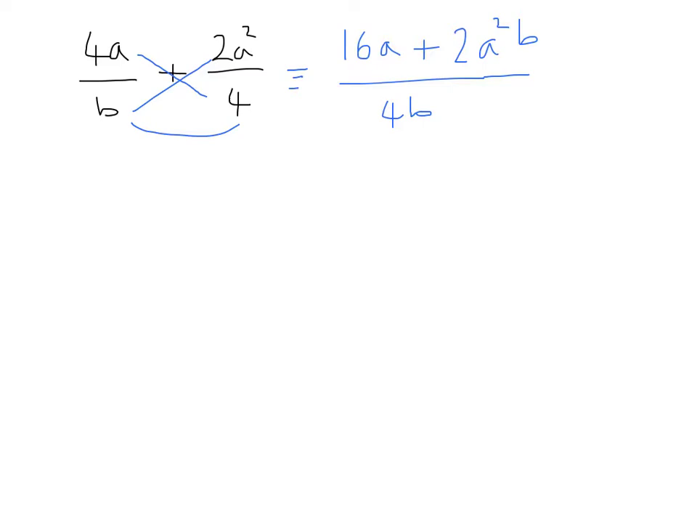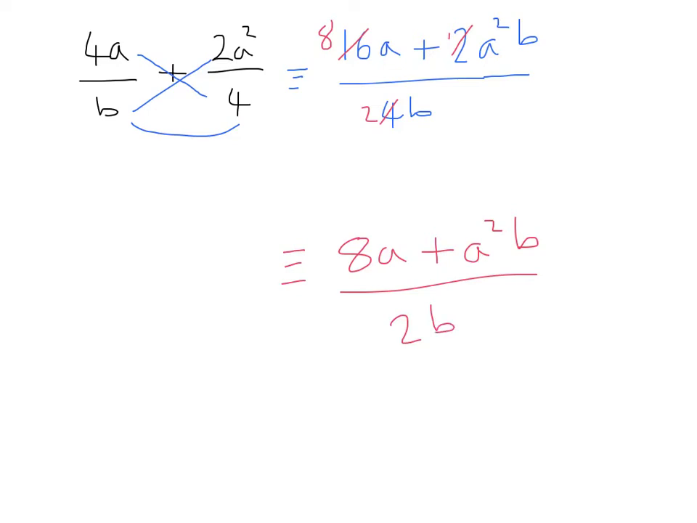Now if we look at each of these terms to see if we can simplify further, starting with the numbers, 16, 4 and 2 all have 2 as a common factor, so we can divide each of these by 2. This term has an a in it, but this one doesn't, so we can't simplify or cancel out any of the a's. Likewise, while these two have a b in the term, this one doesn't, so we can't do anything with the b's either. This leaves us with 8a plus 1a squared b all over 2b. And that's as simple as we can make this fraction.